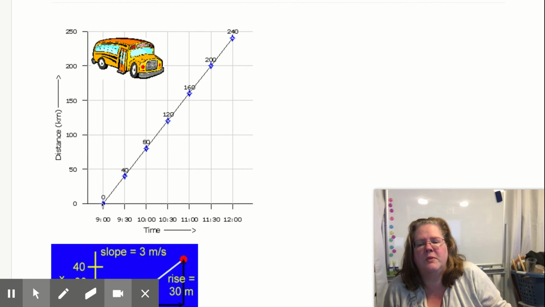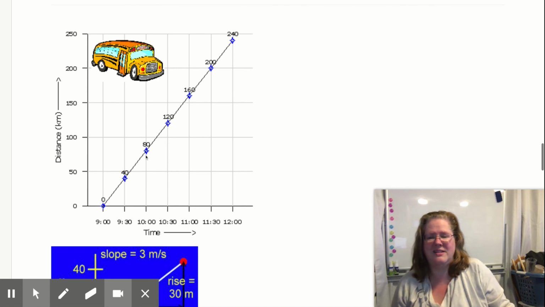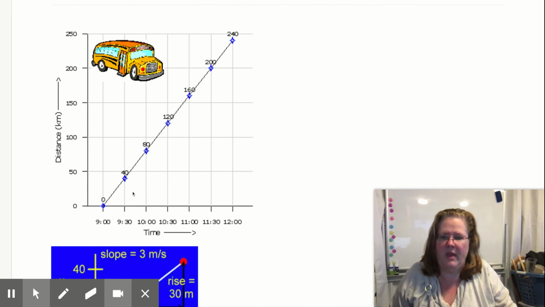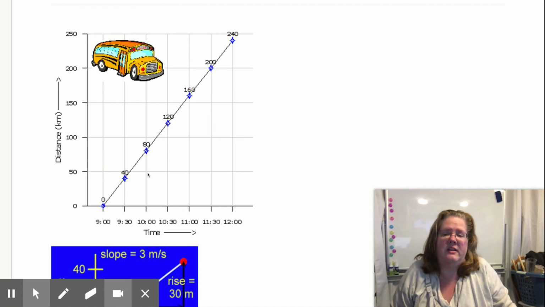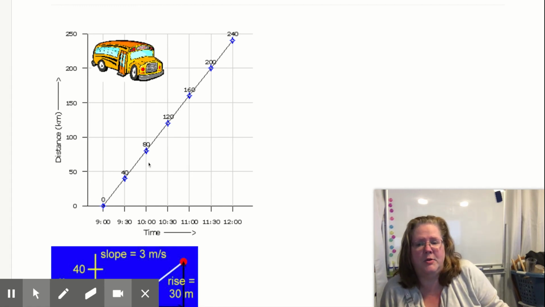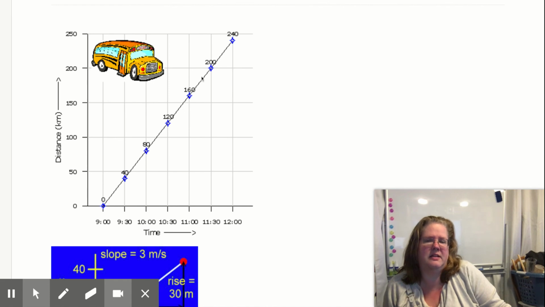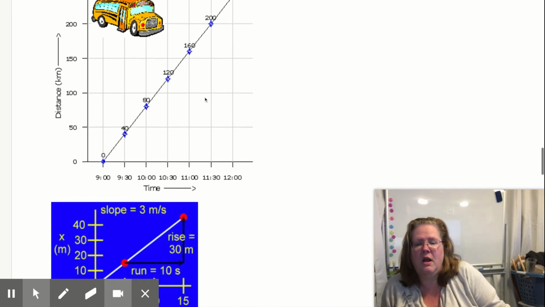If I went from 9 o'clock to 10 o'clock, well, that's actually easier to calculate, right? I have a rise of 80 and a run of an hour. So if I calculate kilometers per hour, that's 80 kilometers per 1 hour, which is 80 kilometers per hour. And I think you'll find that's a pretty constant speed because it's not changing. It's not getting steeper, it's not getting slower.